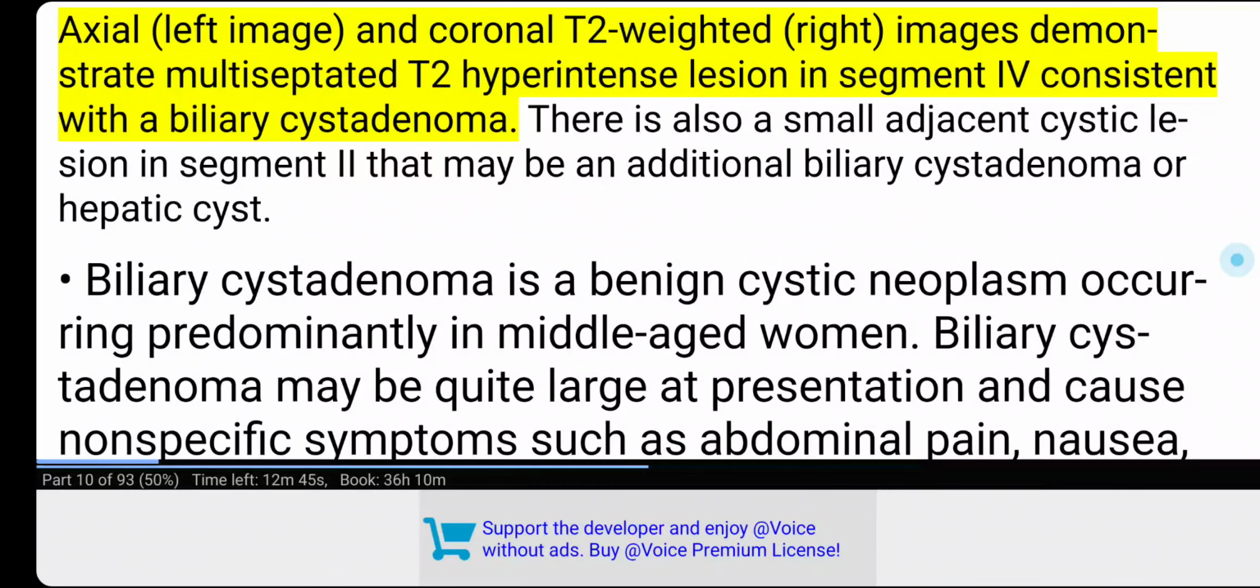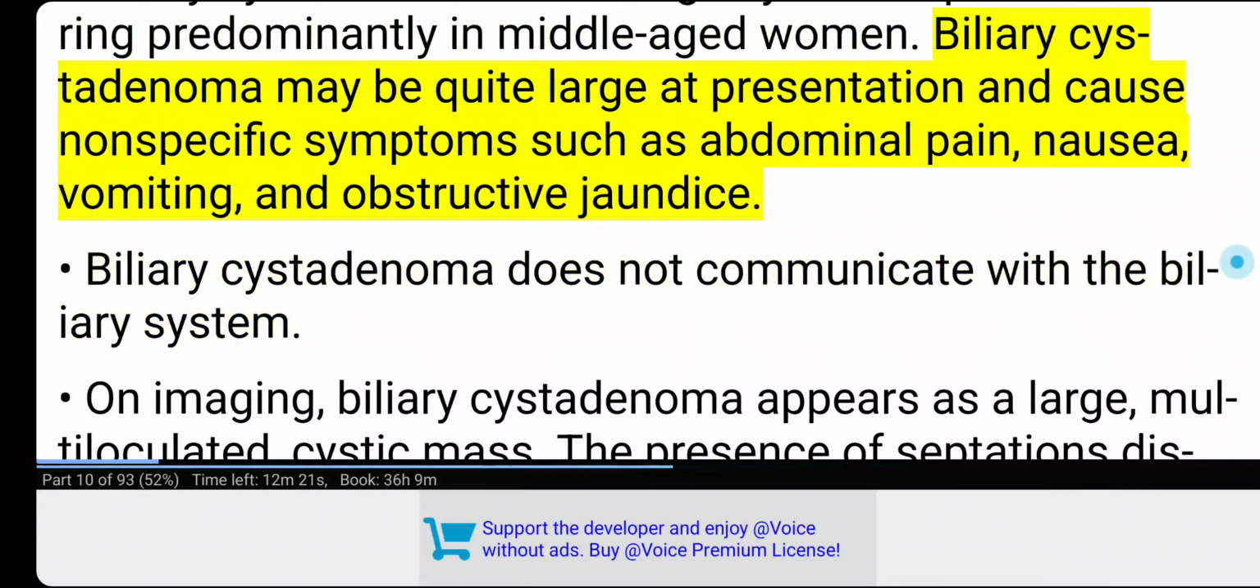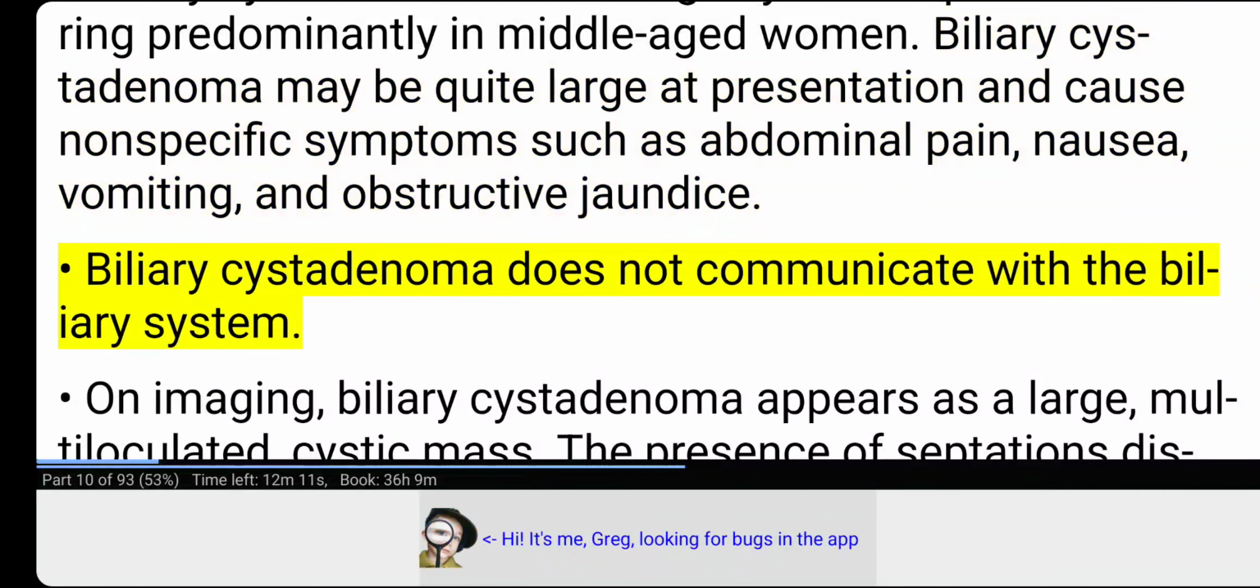Axial left image and coronal T2 weighted right images demonstrate a multiseptated T2 hyperintense lesion in segment IV consistent with a biliary cystadenoma. There is also a small adjacent cystic lesion in segment 2 that may be an additional biliary cystadenoma or hepatic cyst. Biliary cystadenoma is a benign cystic neoplasm occurring predominantly in middle-aged women. Biliary cystadenoma may be quite large at presentation and cause nonspecific symptoms such as abdominal pain, nausea, vomiting, and obstructive jaundice. Biliary cystadenoma does not communicate with the biliary system.